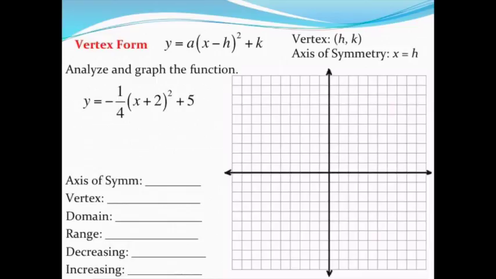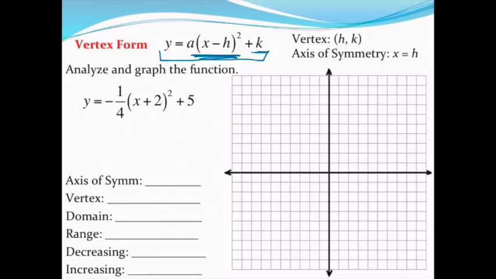Analyzing a quadratic that's written in vertex form is in many ways even easier than analyzing a parabola that's written in standard form. Your key for seeing that you're written in vertex form is you'll have this set of parentheses usually with that squared outside of it and then adding a number at the end. If you don't see a number at the end, remember it's 0.